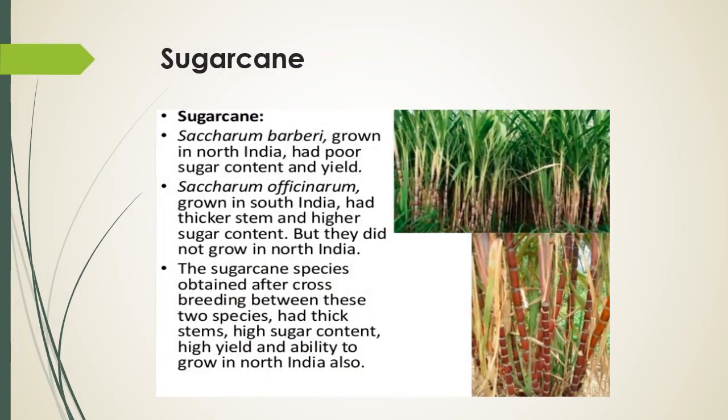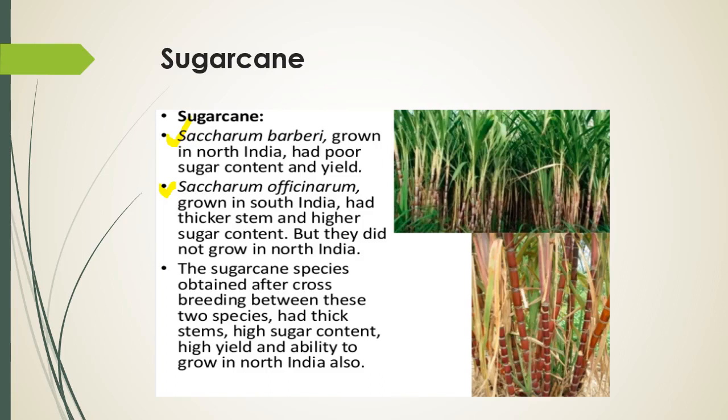And the next one is sugarcane. Here we are dealing with two types of sugarcane. One is Saccharum barberi, and the other one is Saccharum officinarum. This question always used to come in your exam: what is the difference between barberi and officinarum. So let's see. Saccharum barberi grows in North India, and its qualities, we can say, are a poor sugar content and yield.